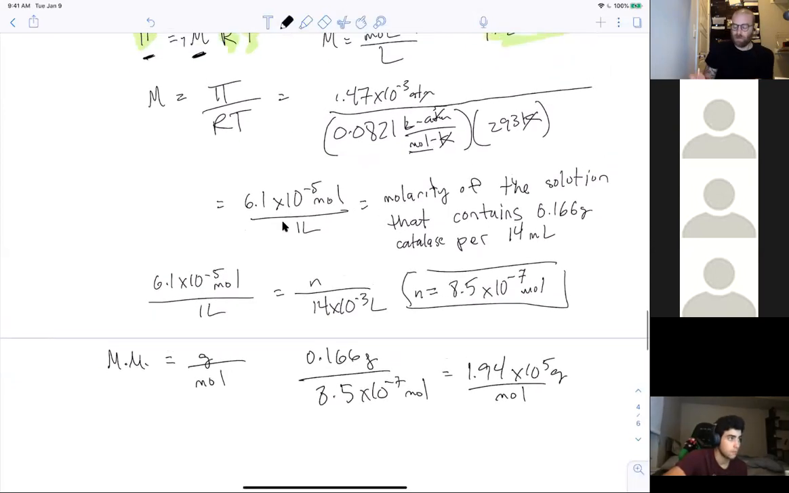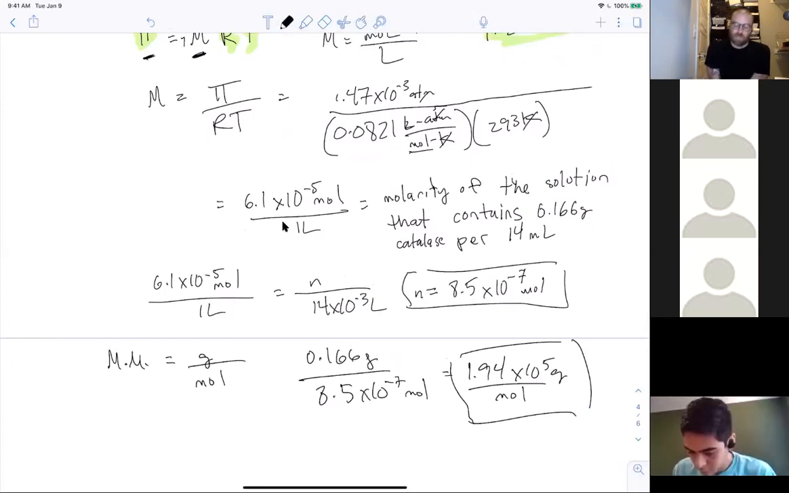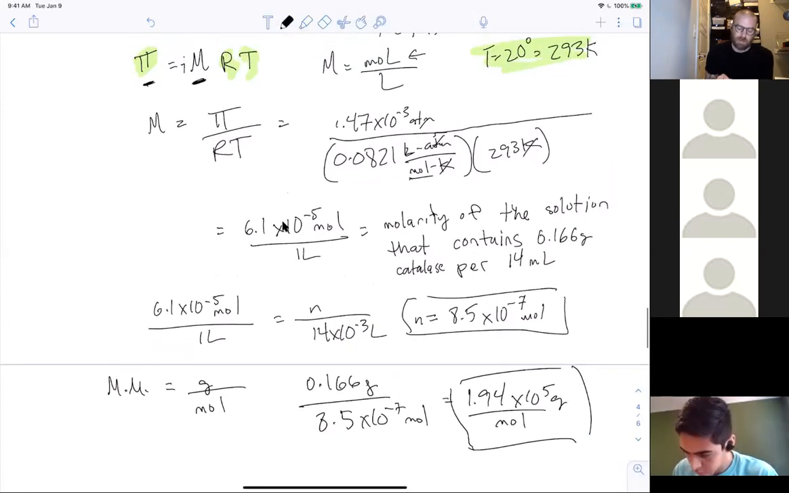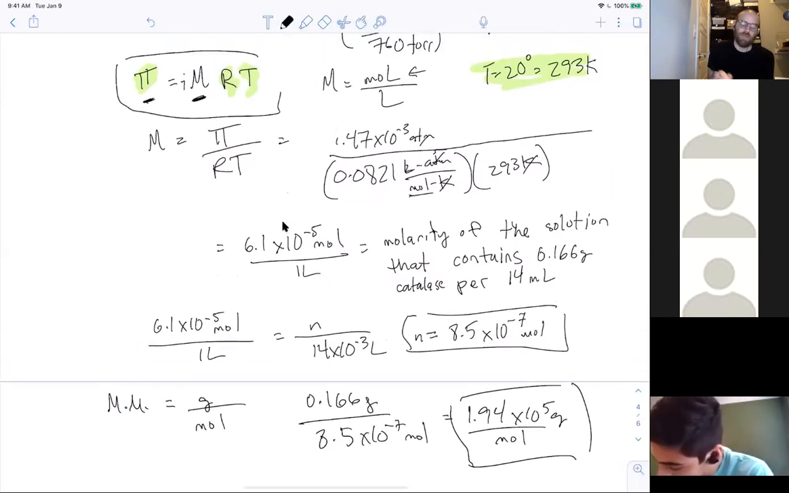But the key thing here is, is this reasonable? Yeah, enzymes are usually really big, so they generally have pretty high molecular masses. I don't know exactly what they are, but it seems reasonable to me. But the key thing here is that we can use this equation. If we know the osmotic pressure, then we know the molarity. And if we know the molarity, then we know the number of moles in the original solution.